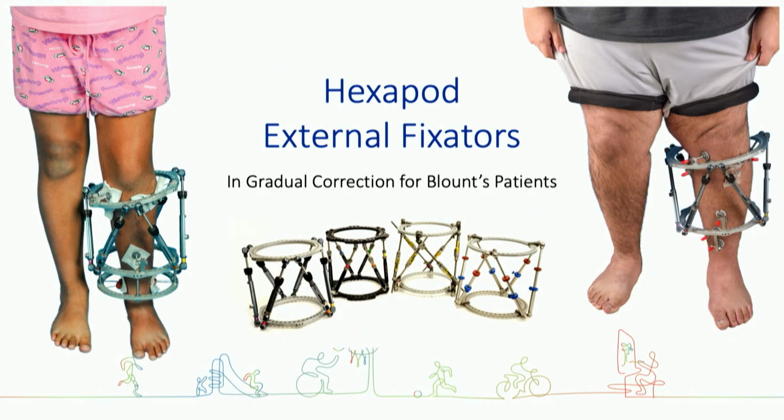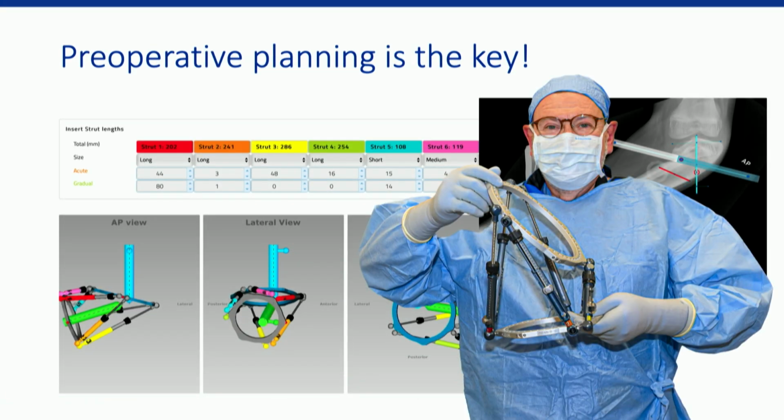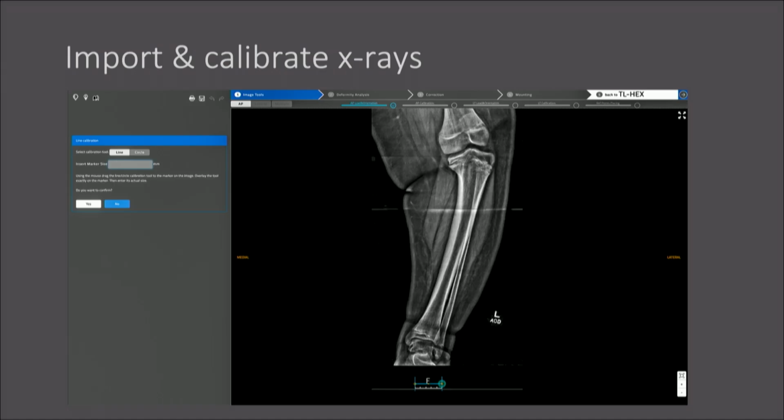And hexapod external fixation, there are different ones, but they're ideal for situations of multi-planar deformity correction. Again, the key point here is planning, and we like to use the software to pre-build the frame. You use this frame as a template, and this is just a little illustration on this particular 14-year-old male with adolescent Blount disease. So this is our planning.